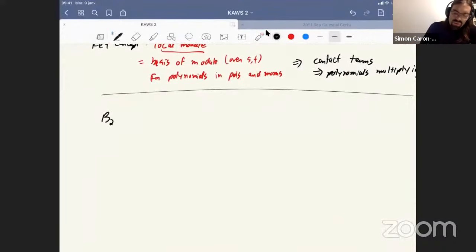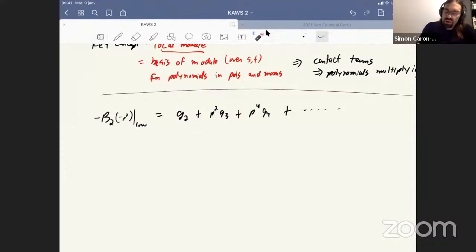So when you compute B2 of minus p squared as a function of p, minus the low energy contribution would give something like G2 plus p squared G3 plus p^4 G4 plus dot dot dot. So you get some infinite series of terms in these higher and higher derivative terms. And the spin 0 exchange doesn't contribute because B2 has spin 2. It kills all exchange of spin less than 2.